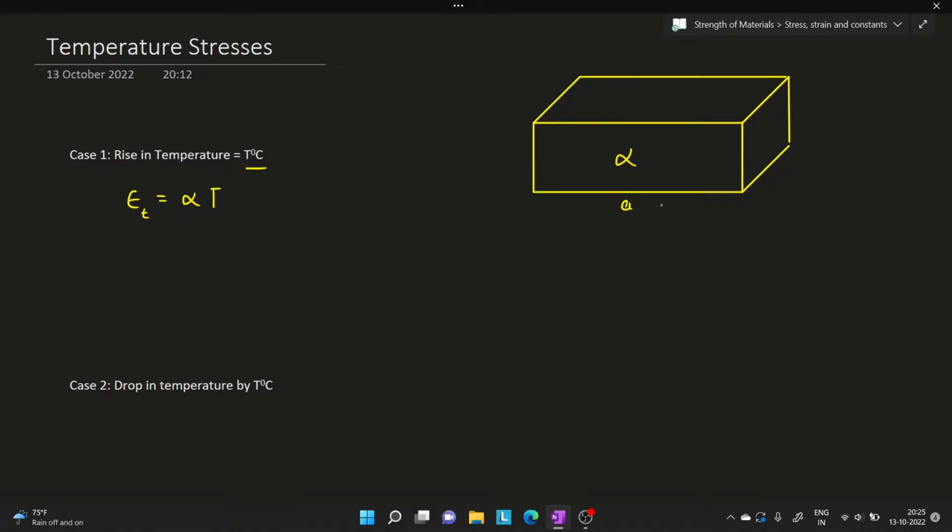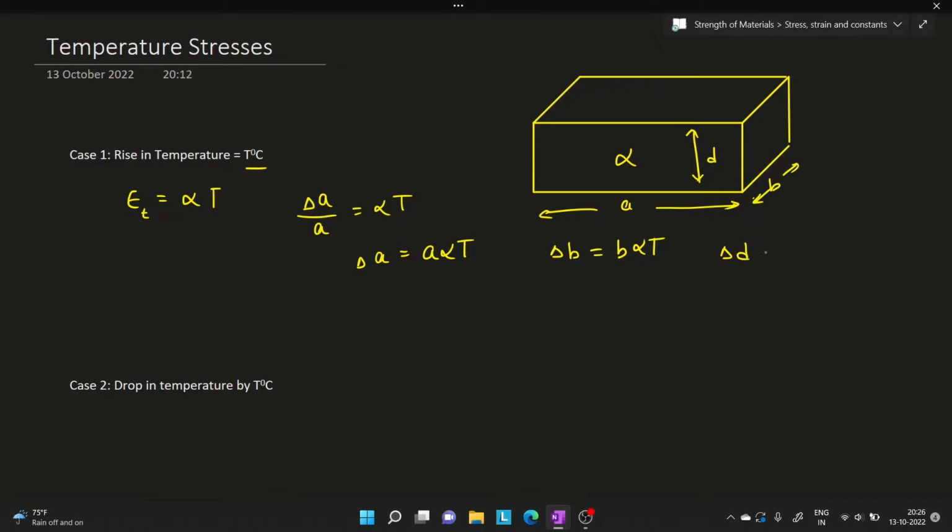I'll call this length A, this breadth B, and the depth D. Now if I want to calculate the change in length, I'll have delta A by A equal to alpha T, so delta A will be equal to A alpha T. Similarly for change in breadth, delta B is equal to B alpha T, and for the third dimension, delta D is equal to D alpha T.